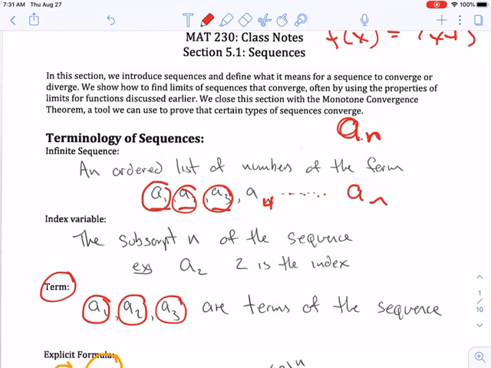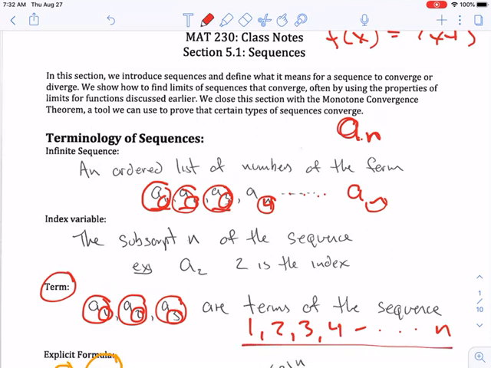And the subscript is what we refer to as the index. So the number 1, the number 2, the number 3, the number 4, all the way up to n, that is referred to as the index variable, which is the subscript of the sequence. So a sequence is simply an ordered list of numbers. As an example, I could have 1, 2, 3, 4, all the way up to n, whatever n is. It could be 1,000, it could be 1,000,000, it could be 10. That is an ordered listing of numbers. That's all a sequence is. It's just an ordered list of numbers.